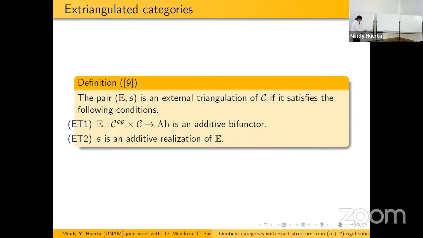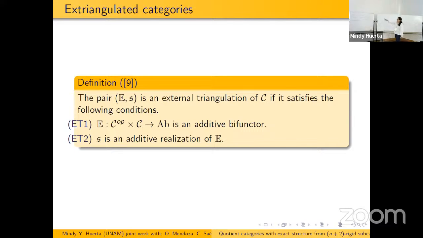What happens, for example, in triangulated categories? In triangulated categories, we can define a kind of first extension group by using the Hom functor and the shift functor. And we have something similar to short exact sequences, called distinguished triangles. So here we have A, B, C, A shift 1.